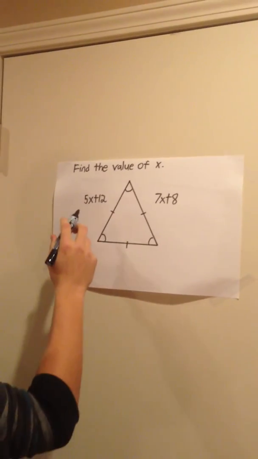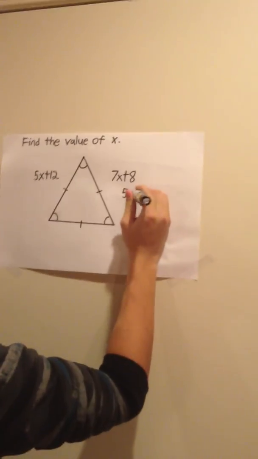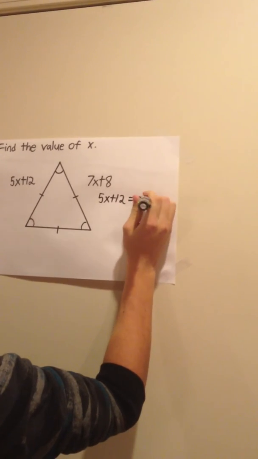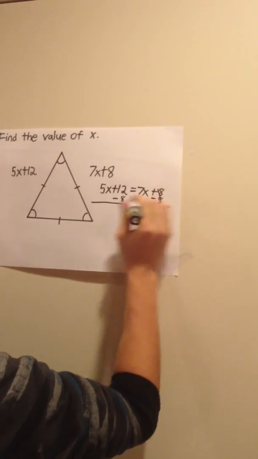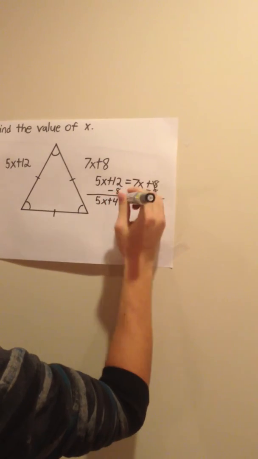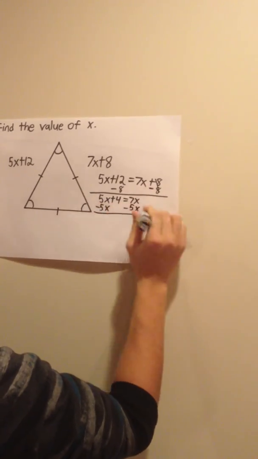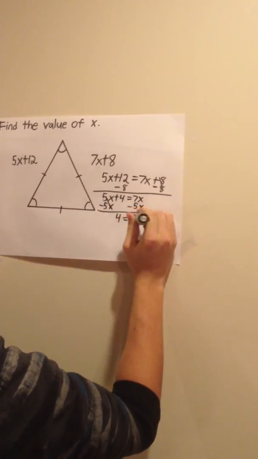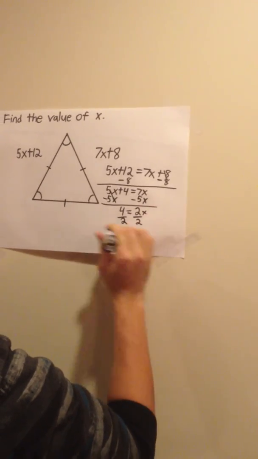In this equation, we're going to be solving for x with an equilateral triangle. Since all sides of the triangle are equal, we'll set it up using 5x plus 12 equals 7x plus 8. For this equation, you get the answer is x equals 2.